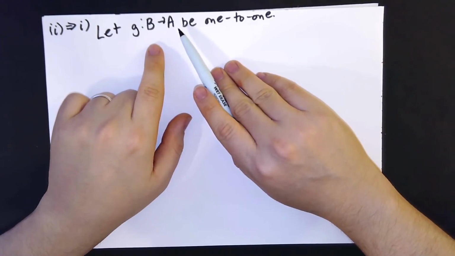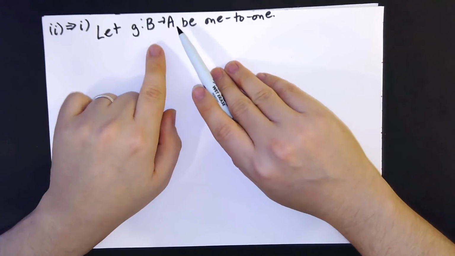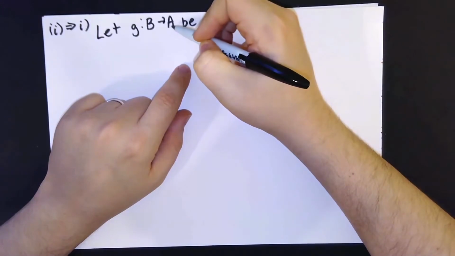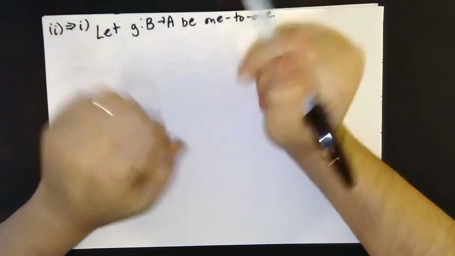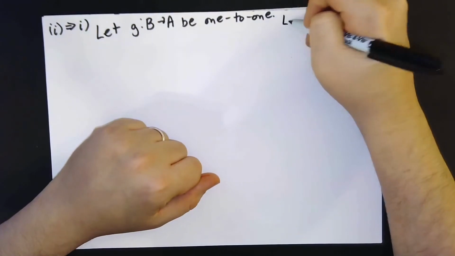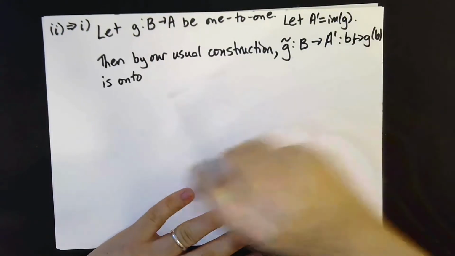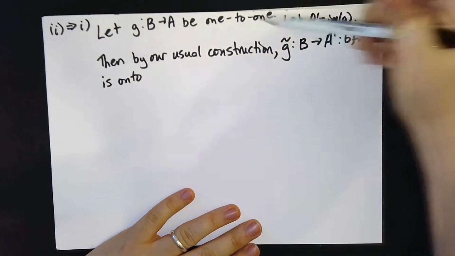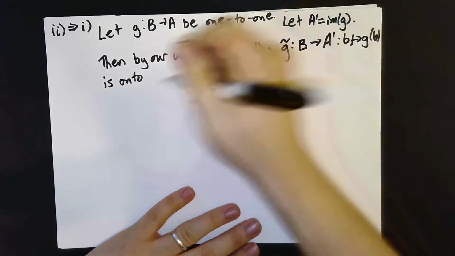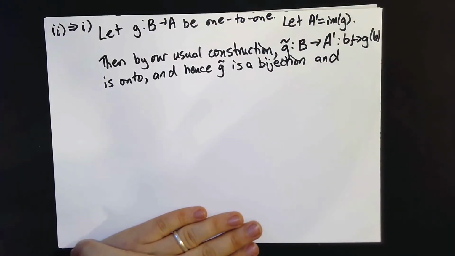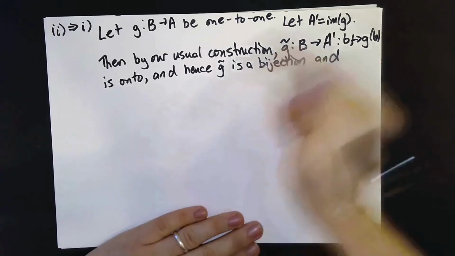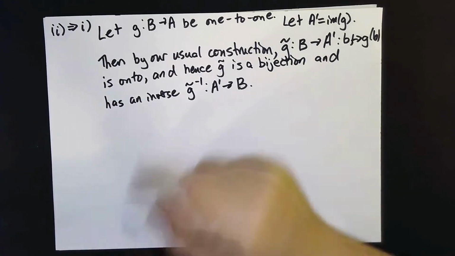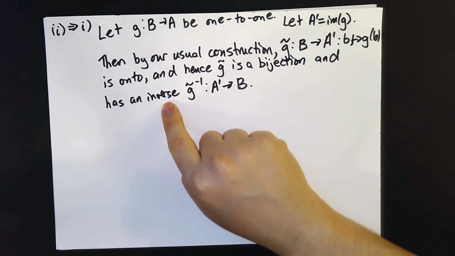But onto-ness is a lot easier to fix than one-to-oneness, because remember, we can always just replace the codomain with the image, and that will turn any function that we start with into an onto function. So by our usual construction, this thing has become onto, but it was already assumed to be one-to-one, and certainly still is one-to-one, because I didn't mess with the domain at all, and hence g twiddle is a bijection. And, like before, since it's a bijection, it has an inverse. So we've got this inverse that goes from a prime to b. Remember that because it's an inverse, it's both one-to-one and onto.